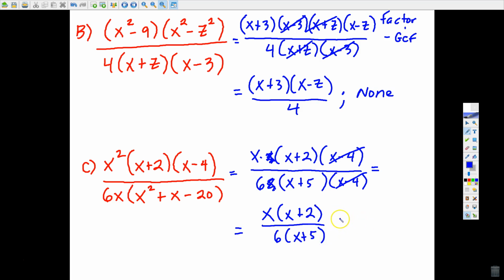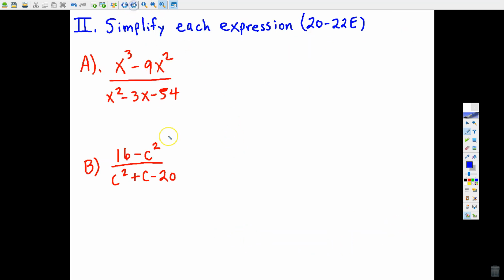And now we need to state the condition under which this would be an undefined expression, and that's when the denominator is 0. So to prevent that, we're going to say x cannot be negative 5. That's all I have for the first part of your lesson or assignment. And now the second block of problems looks like this.